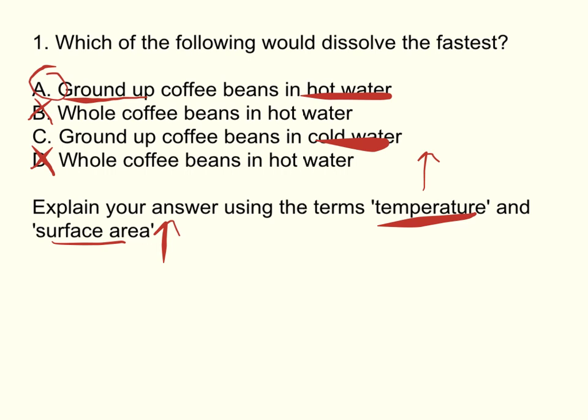A really good explanation that I would see would be something that says A would dissolve the fastest because the coffee beans have the greatest surface area and the temperature of the water is the hottest, so the number of collisions between solute and solvent will increase, leading to higher solubility and a faster dissolving.